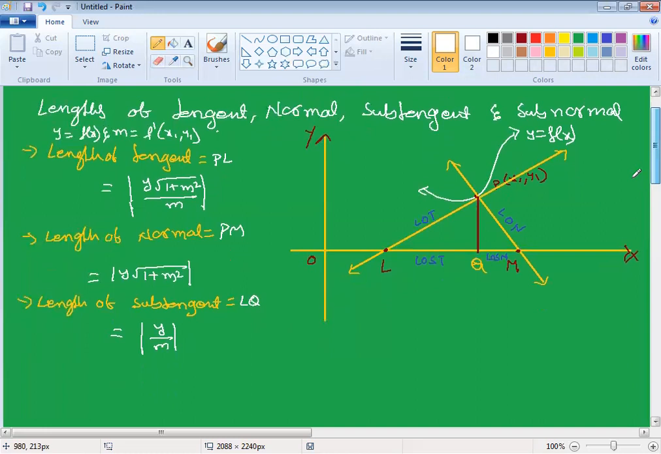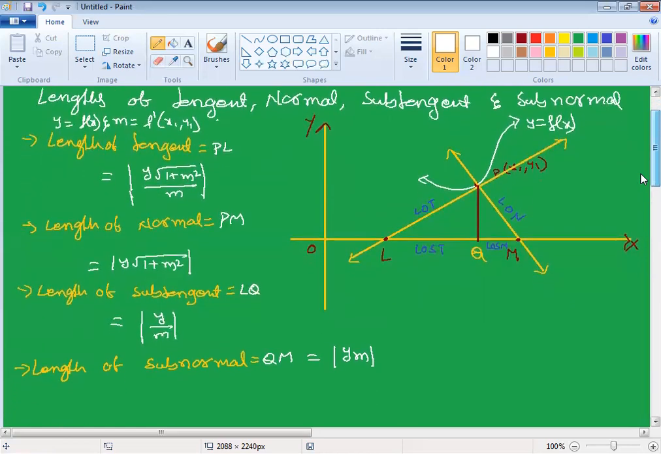And the last one we have is the length of subnormal. What is the length of subnormal? This is the length of subnormal, QM, which is equal to mod of y into m. So these are the formulas. You should remember all these formulas to find all the lengths: tangent, normal, subtangent, subnormal. Okay. Let us see one example.